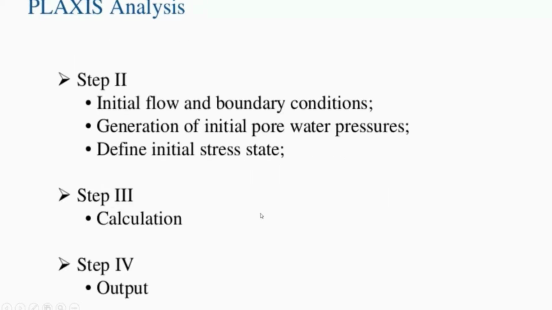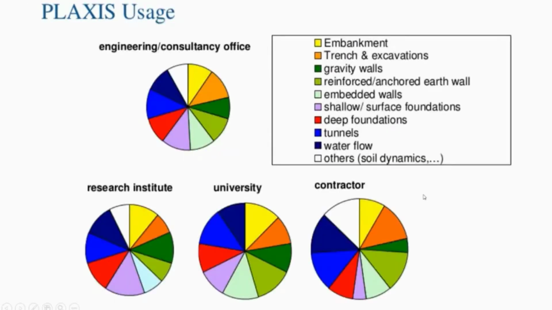Then we have step 2, in which we give the initial flow, boundary conditions, then generate the initial pore water pressure if it is there. Means water table is there or not, that is dependent on the condition. Then define the initial stress state, and once we are providing these boundary conditions or this initial pore water pressure, then finally we'll go with the calculation, and then after calculation we can go for the output, right?